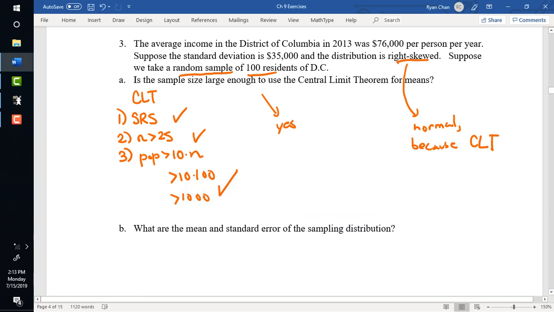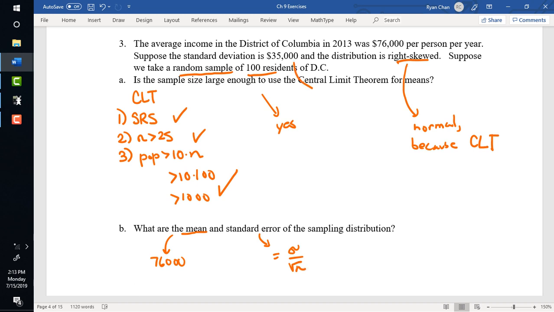So they ask you next, what is the mean and the standard error of the sampling distribution? Your mean in this case is 76,000. And your standard error, remember you're going to use a formula, which is sigma over square root of n. Now, this one is sigma, this one is mu, okay? So this one's going to be 35,000 divided by square root of 100, and it's really just dividing by 10, so it's just going to be 3,500. So that is your SE.